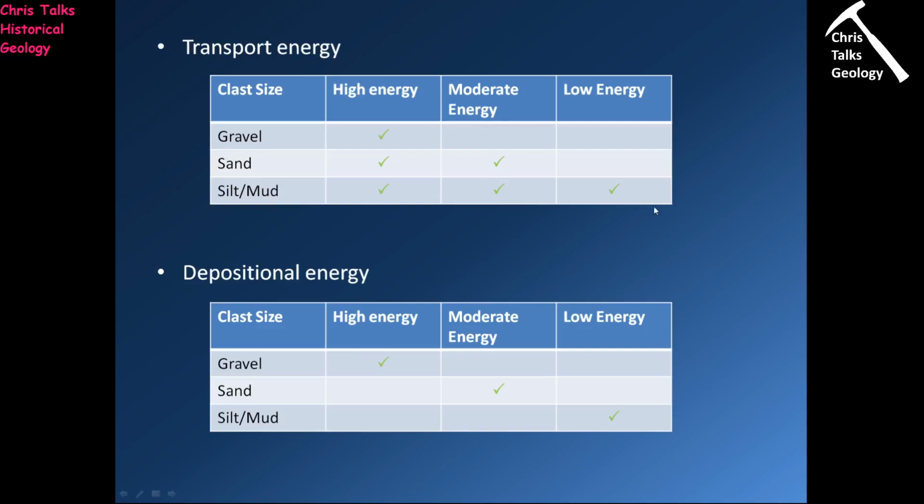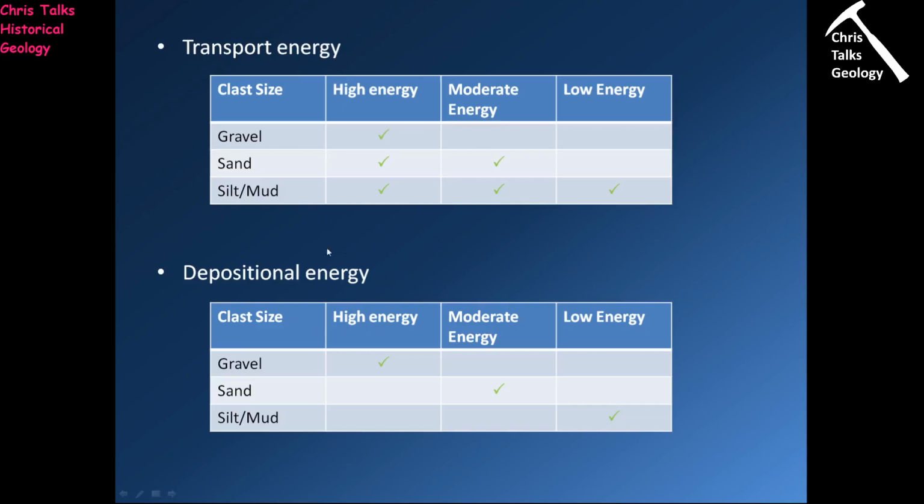And then we obviously have low energy environments. Well, in a low energy environment, the transporting medium, something like the water, doesn't have much energy, so it can't transport large particles, it can't transport the medium-sized particles. The only types of particle it can move around are the very, very small particles, the silts and clays. And so as you can see, just by looking at the class size, I can make a very coarse estimate of the type of energy of the system.